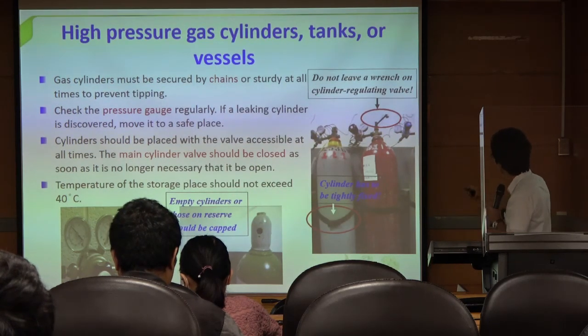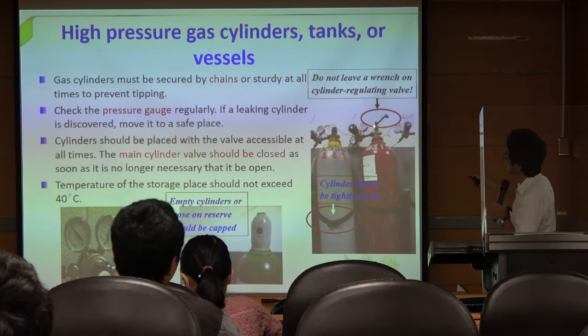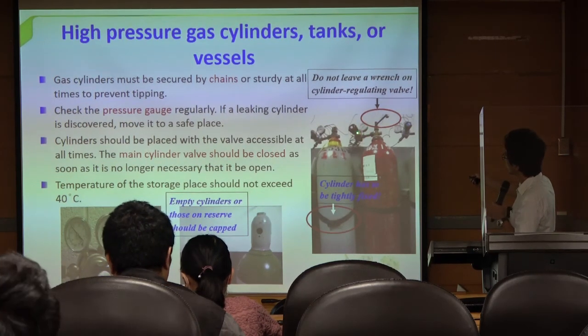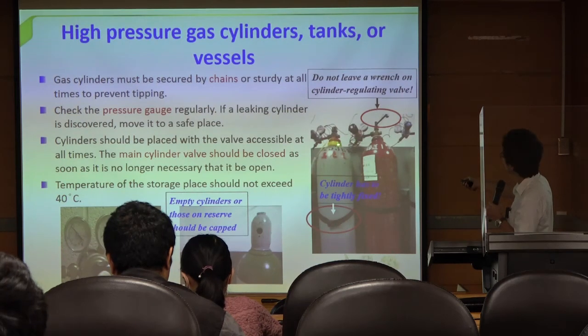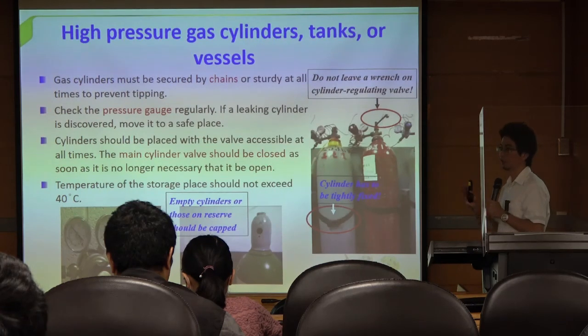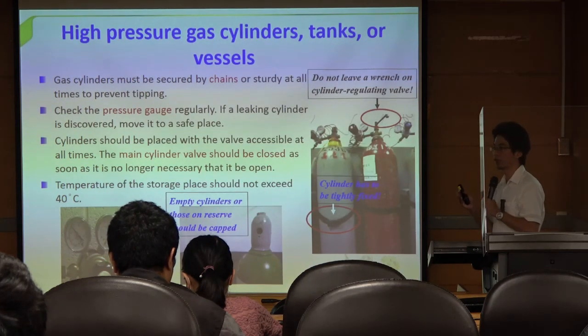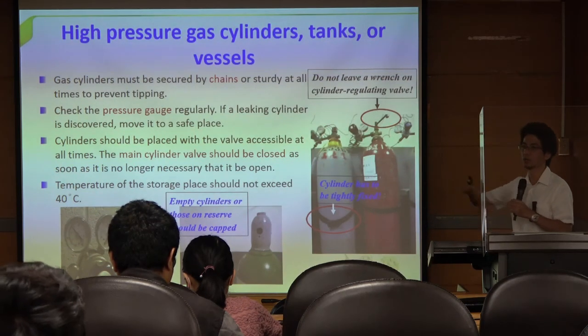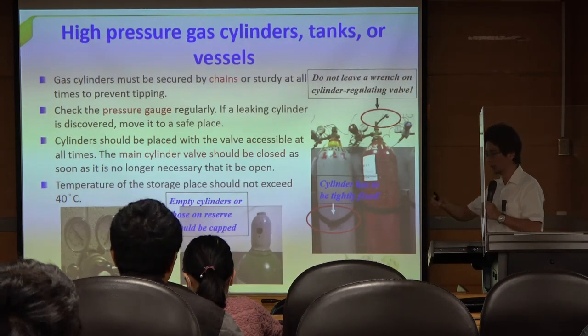This is the main cylinder valve. Then you use the gauge to monitor the pressure, then use the gas outside. So the main cylinder valve should be closed when you finish the experiment. But usually you will leave the wrench on the cylinder, because next time you use it you will open it easily.